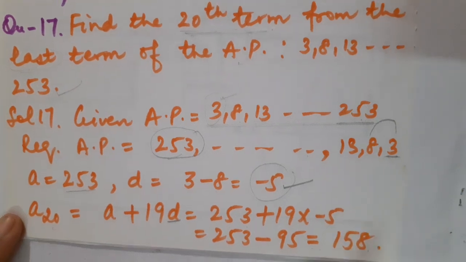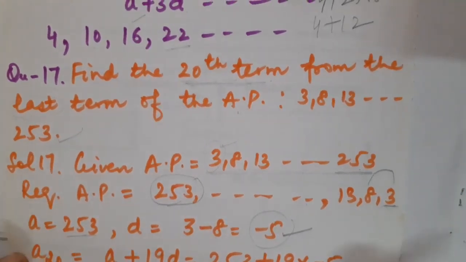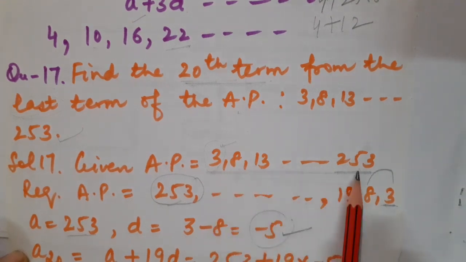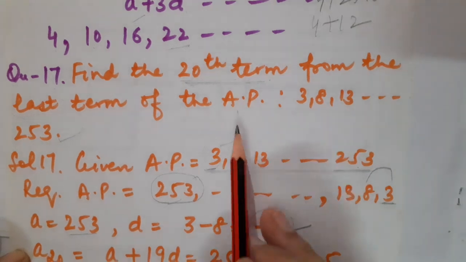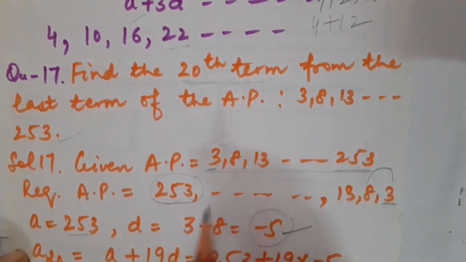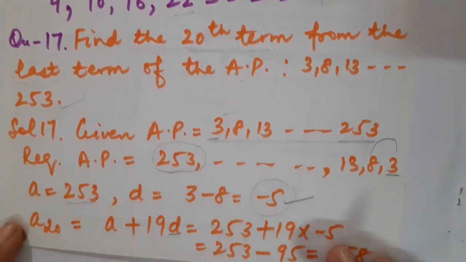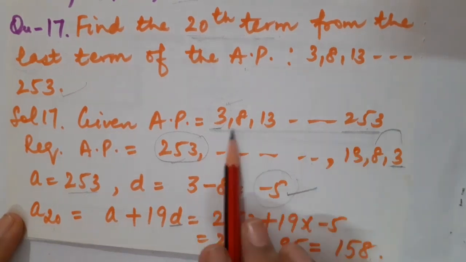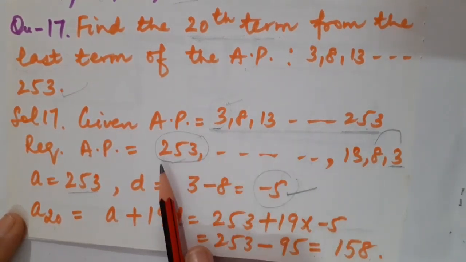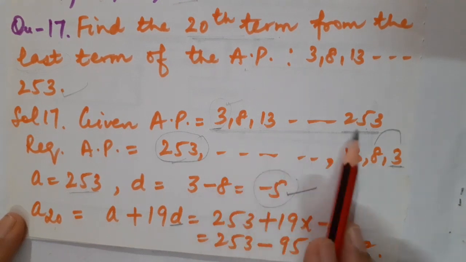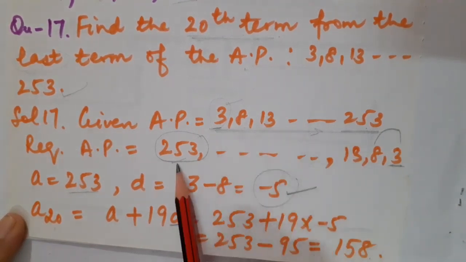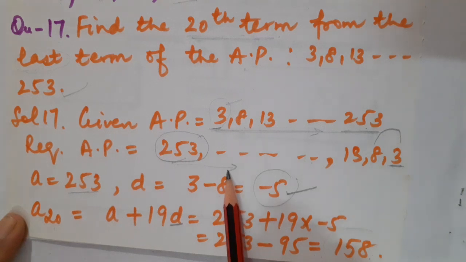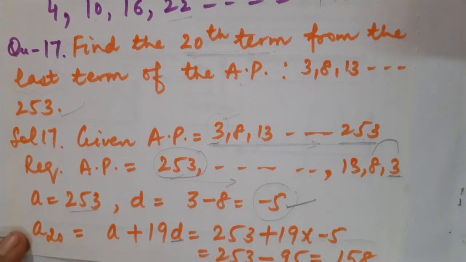Fine children. Suppose if it is not given from the last, then definitely we will have to deal with the same AP. In that case, A will be 3. And what will be D? D will be 8 minus 3. That will give you plus 5. Fine. But because here we have changed the given AP, we have started writing it from the last. So definitely the order is going to be changed. Here the given AP was in ascending order, but now we have converted it into descending order as per the demand of the question. Correct, student?